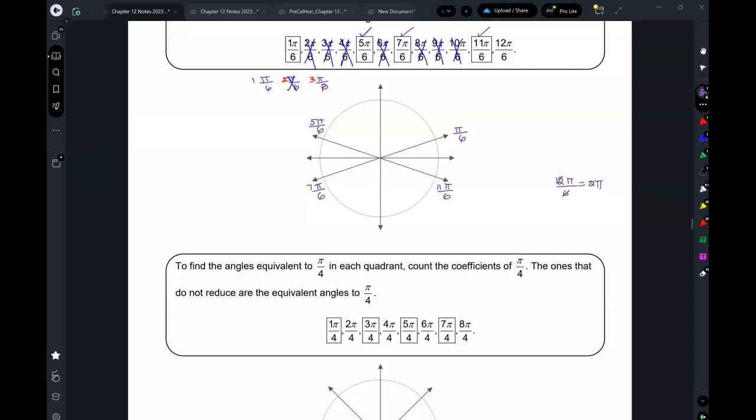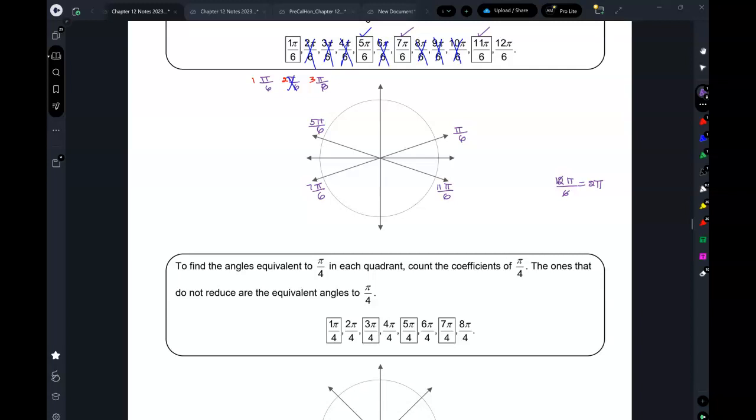Does it matter which one you put? Yes, absolutely. I don't understand how they go in order. Because look, it's 1 pi over 6. Now go up in order. 2, 3, 4, 5 pi over 6. Everything goes counterclockwise, right? Counterclockwise is always positive.